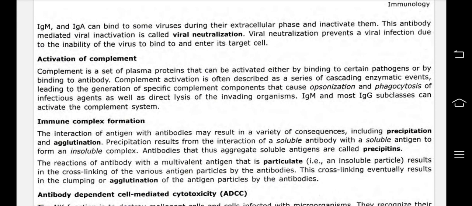Complement is a set of plasma proteins that can be activated either by binding to certain pathogens or by binding to antibody. Complement activation is often described as a series of cascading enzymatic events leading to the generation of specific complement components that cause opsonization and phagocytosis of infectious agents as well as direct lysis of the invading organisms. IgM and most IgG subclasses can activate the complement system.